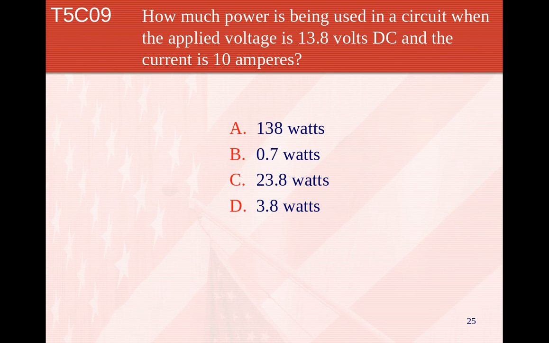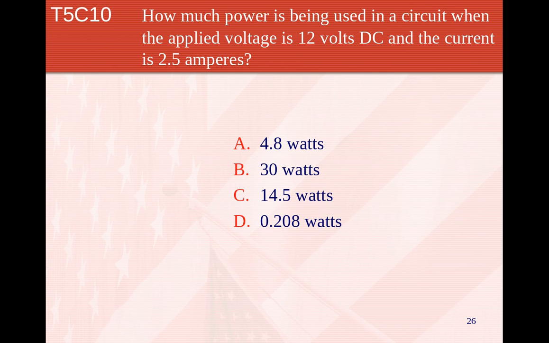How much power is used in a circuit when the applied voltage is 13.8 volts DC and the current is 10 amps? 138 watts. Right? You take the voltage, multiply it by the current. How much power is being used in a circuit when the applied voltage is 12 volts and the current is 2.5 amps? Voltage times current, 12 times 2.5 gives us 30 watts.